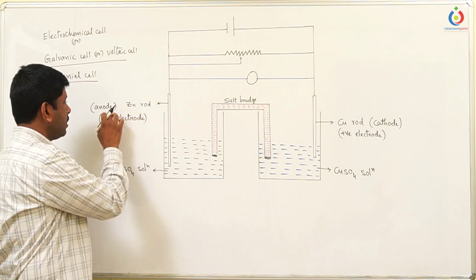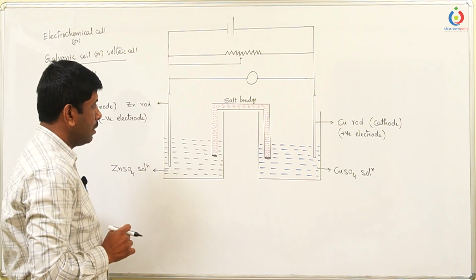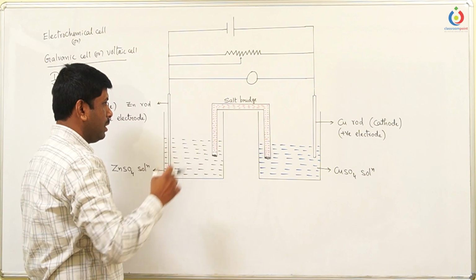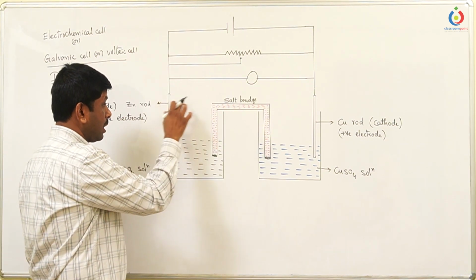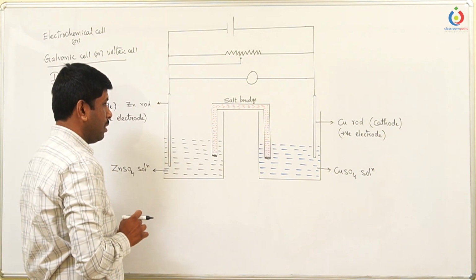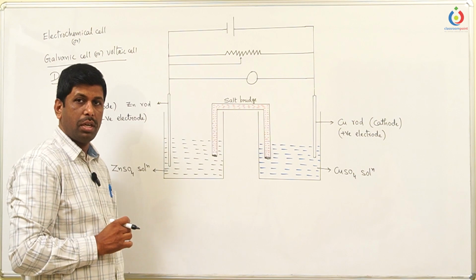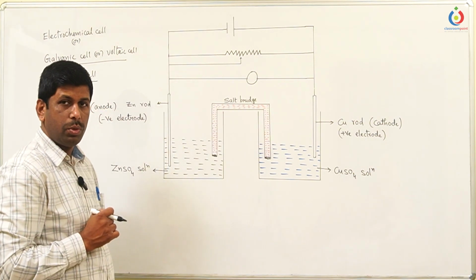Here the zinc rod acts as the anode. The copper rod acts as the cathode. Now let us see what is going to happen at both of these electrodes. Whenever the zinc rod is connected to the copper rod, a potential difference arises between the zinc rod and the copper rod. So what is the potential difference and how is it going to arise?